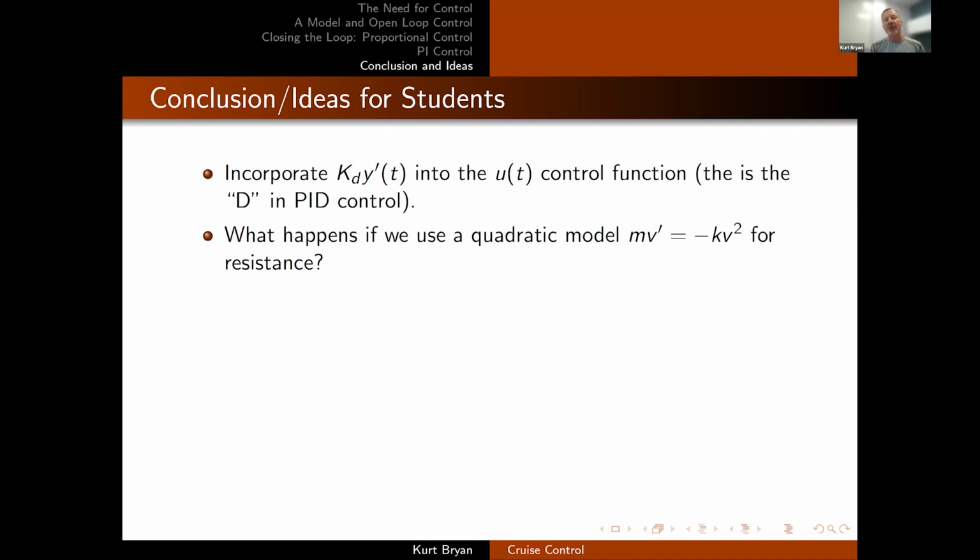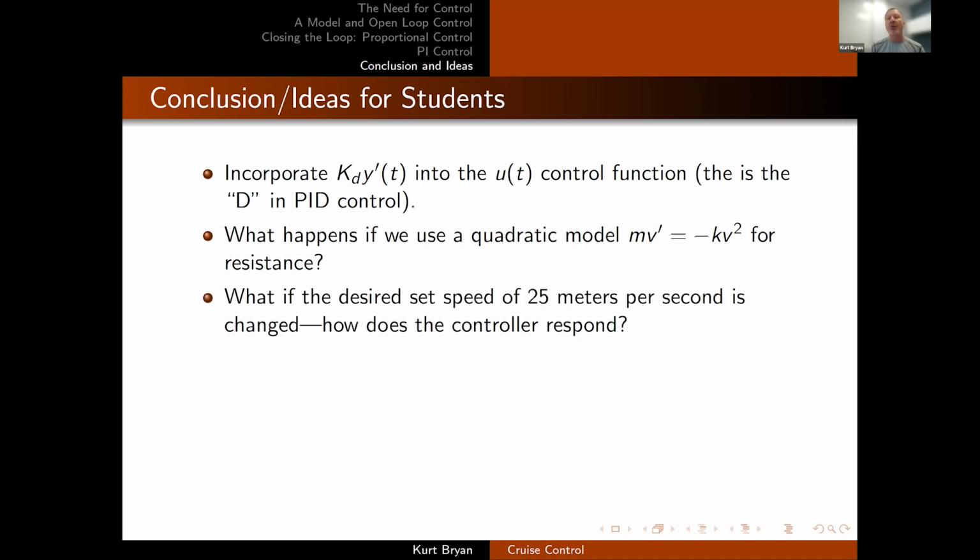You might ask, shouldn't the model really be quadratic for air resistance? Well, probably. You can apply the PID control theory to that problem as well, but there's one drawback. You can't so easily solve it with the Laplace transform, but you can still do some analysis. You can linearize the v squared term at 25 meters per second. For example, you want to stay close to 25 meters per second, linearize v squared at that point, and then you can apply the linear control theory. So that's a great task for students.